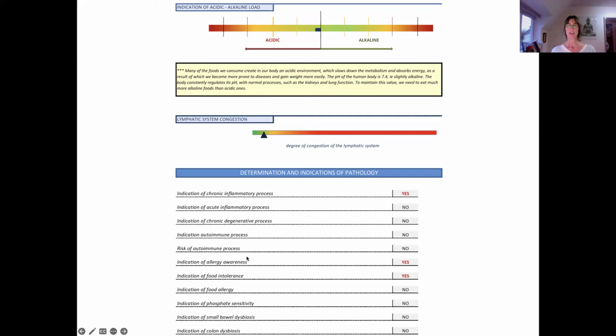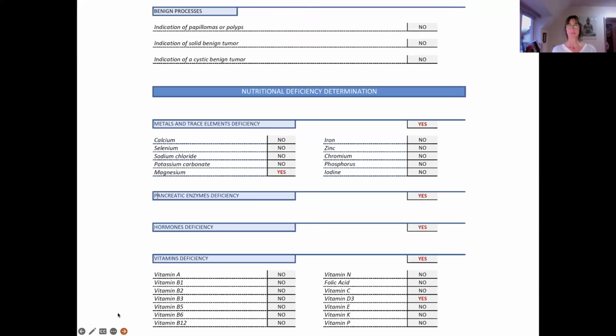We also get an indication of whether the client has an allergy or a food intolerance, and in my case at the time it was a yes to both, and so we can then go on and investigate what's the intolerance, what's the allergy, and obviously we can treat that. We can see if there's an indication for a food allergy, a phosphate sensitivity, or indications of dysbiosis in the digestive system. And again, if there is, we can investigate more about what's going on and find ways of treating that.